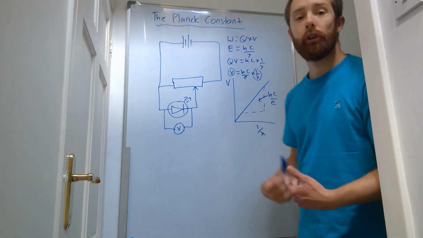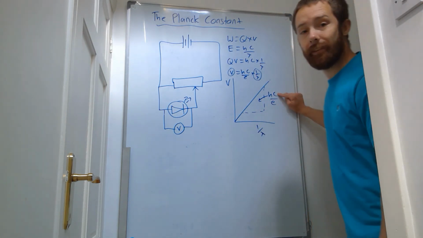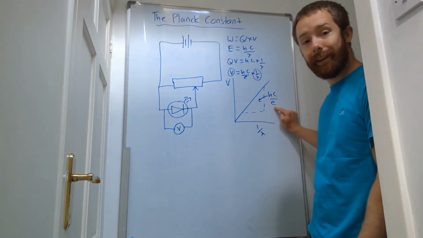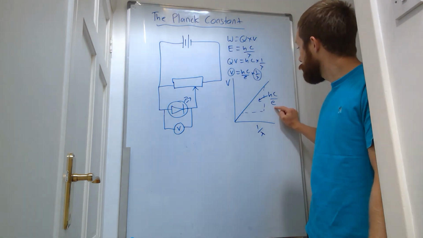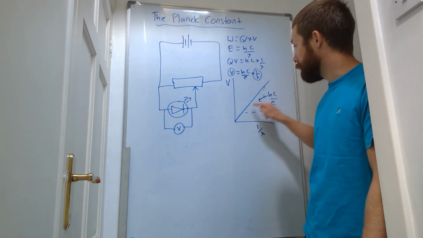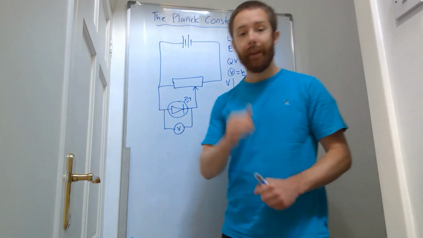We know what c is, a constant, the speed of light. We know what e is, a constant, the charge of an electron, 1.6 times 10 to the minus 19. So you can then work out what h is from the gradient of your line. It's as simple as that.